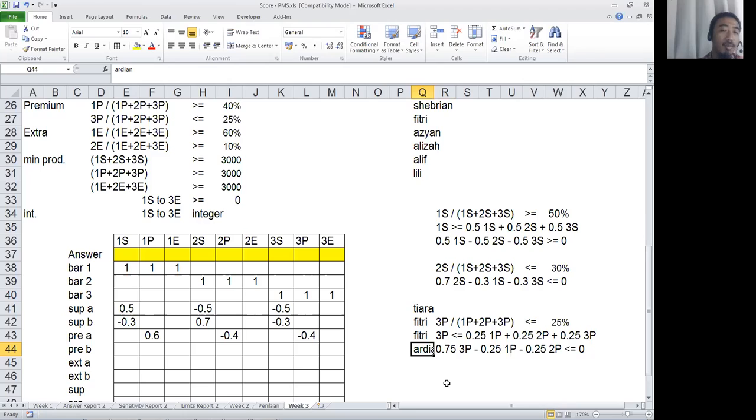Who asked the question previously? Anyone ask a question while Ardian tried to answer? No? Okay, so we put it there in this template: minus 0.25 and again minus 0.25 for 2P and 0.75 3P.